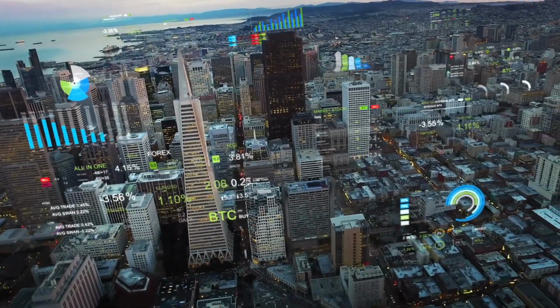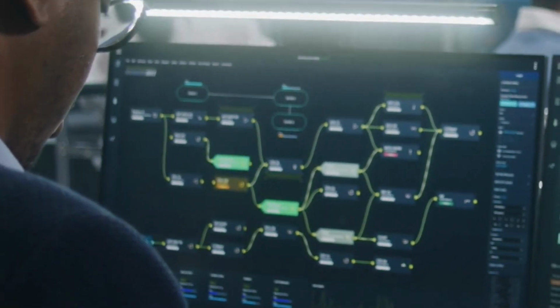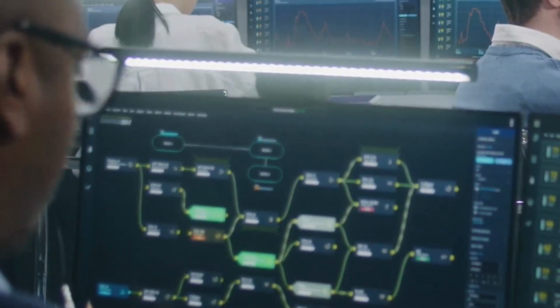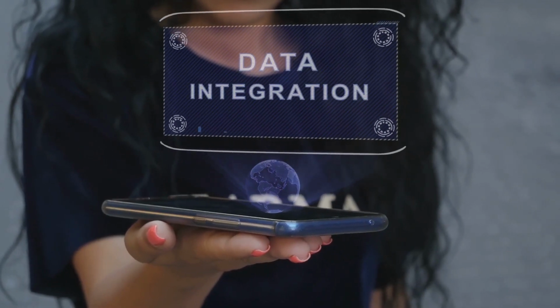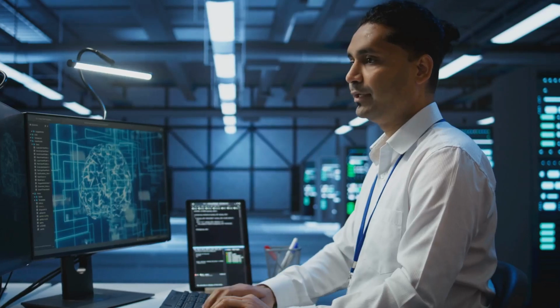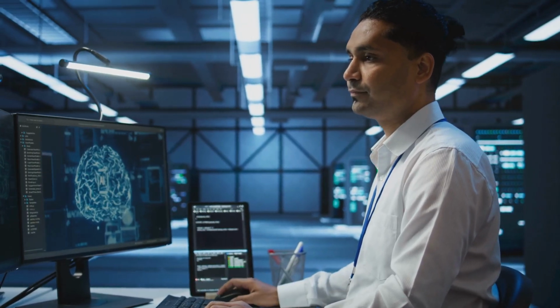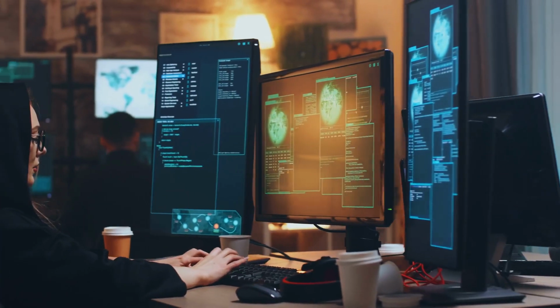Data is everywhere. Businesses are generating and collecting data at an unprecedented rate. This data comes from various sources. It comes in different formats. Extracting valuable insights from this raw data is crucial. This is where ETL comes in.